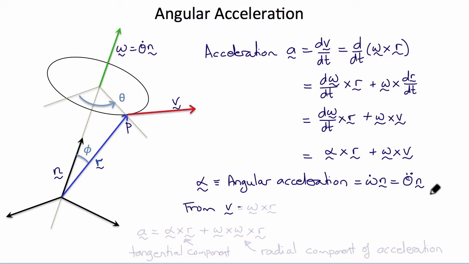Now, making use of, again, v equals omega cross r, that gives us that a equals alpha cross r, and substituting omega cross r here, we get omega cross (omega cross r). And so looking at the direction of this vector, we can see that this first term is the tangential component of a, and that this term here is the radial component of the acceleration.